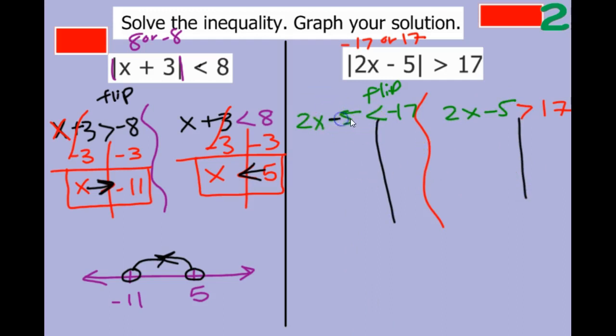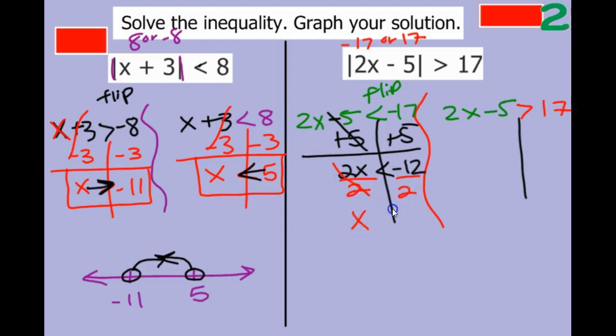We need to get rid of subtracting 5, so I'm going to add 5 on both sides. I'm just solving one at a time here. So I have 2x. Negative 17 plus 5, there's more negatives. There's 12 more. 17 minus 5 gives you 12. And then divide by 2. We have x. And then 12 divided by 2 should give us a negative 6.